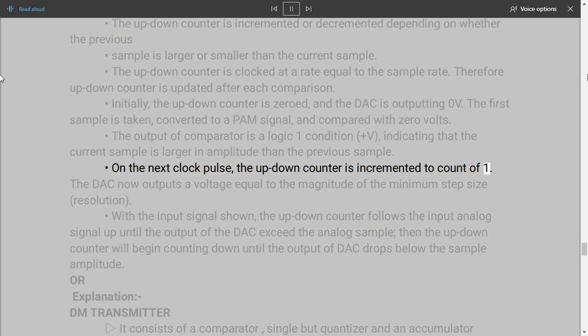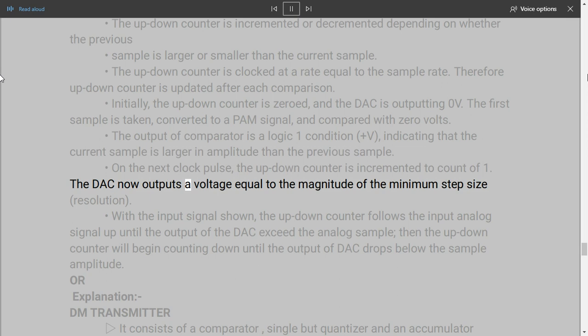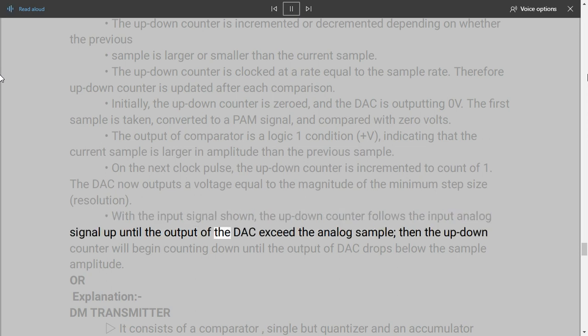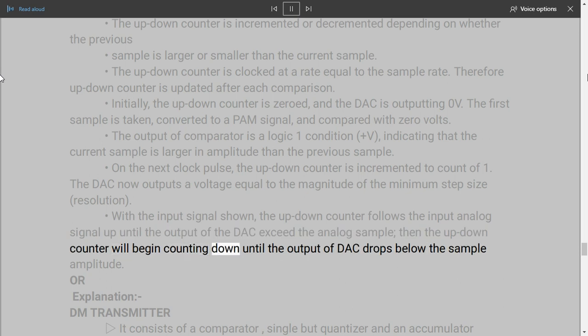The DAC now outputs a voltage equal to the magnitude of the minimum step size, the resolution. With the input signal shown, the up-down counter follows the input analog signal up until the output of the DAC exceeds the analog sample. Then the up-down counter will begin counting down until the output of the DAC drops below the sample.